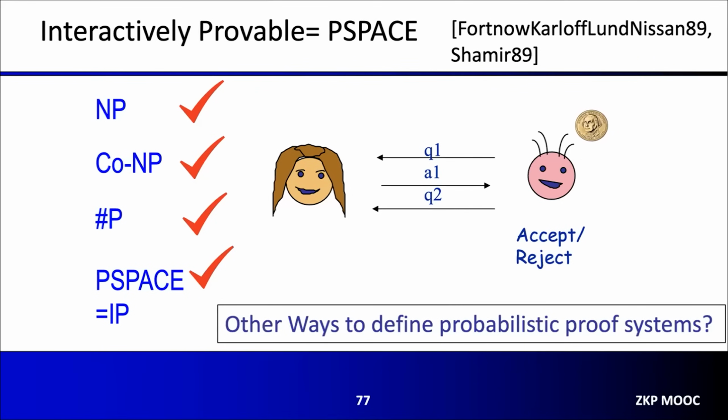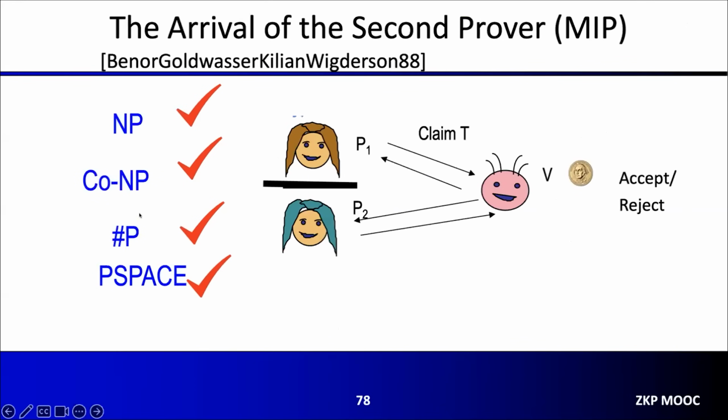people have thought, well, interaction helps, coins help. Maybe there are other ways to define a probabilistic proof system. And in fact, in a joint paper with Ben-Or, Kilian, and Wigderson, we came up with one such system. We said, with one prover we were able to do PSPACE. What if we add another one? To begin with, you say, why would 2 be better than 1? I mean, they're all powerful.